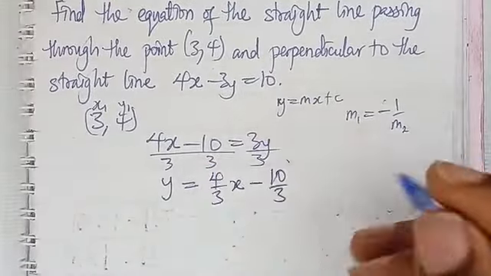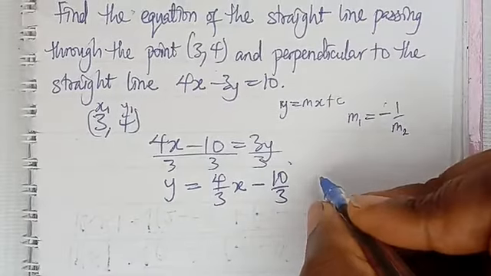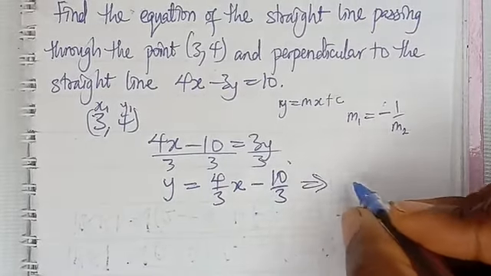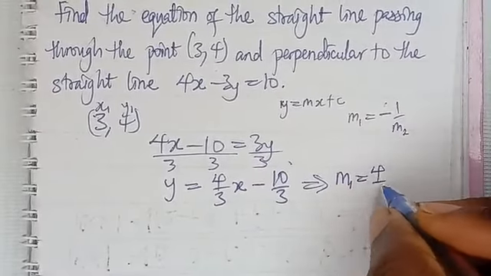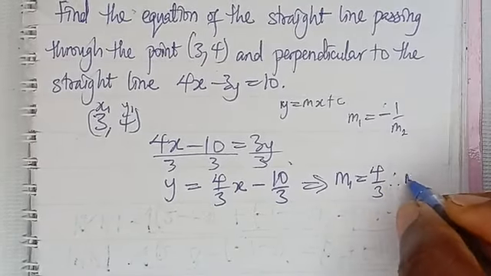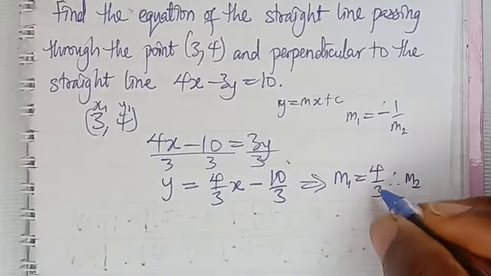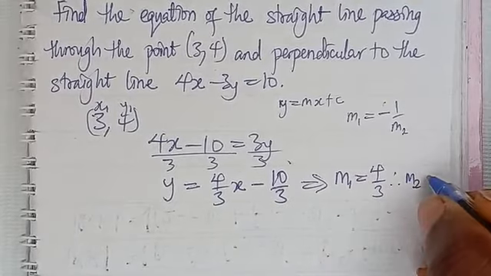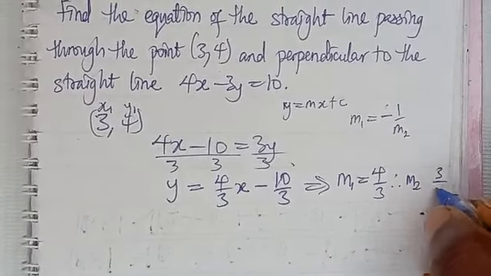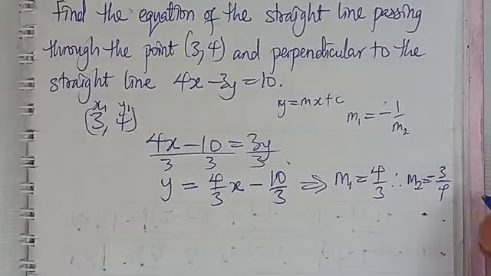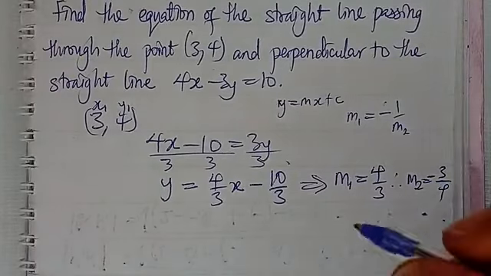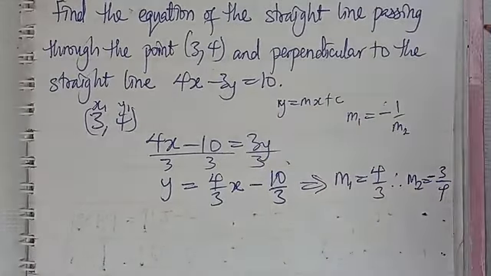So from this we can see that the gradient of this line, m1, is equal to 4 over 3. Therefore m2 will be the negative inverse. So we turn this upside down to give us 3 over 4 and then we add a negative sign to it. So negative 3 over 4 is the gradient of the line that is perpendicular to this.